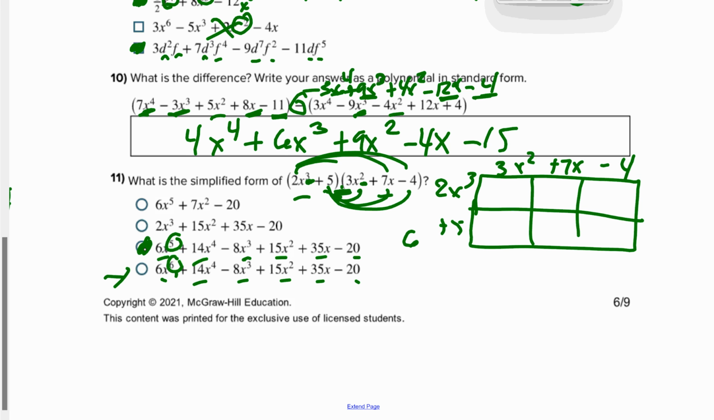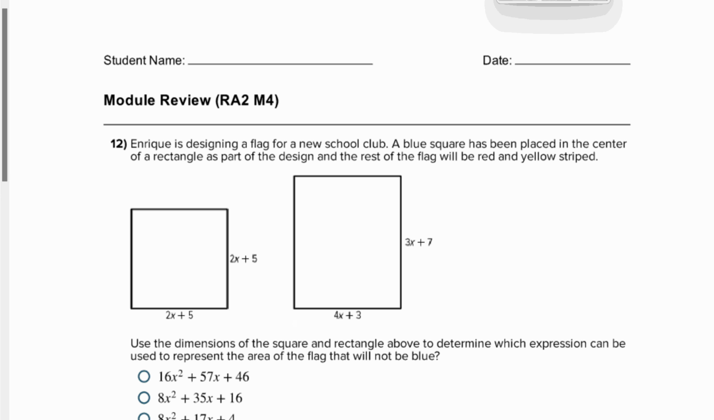Well, when multiplying with the same base, we add exponents, so this is our correct answer. Okay, look at the next one.